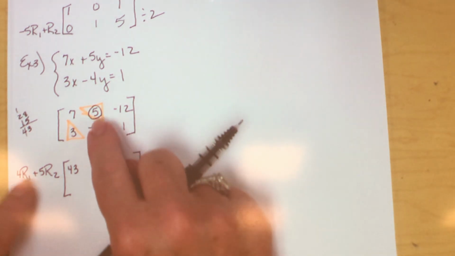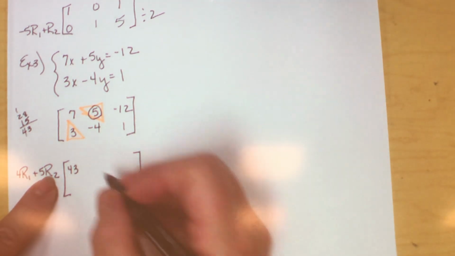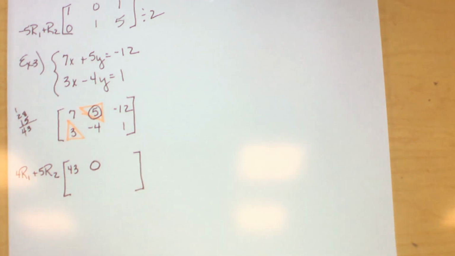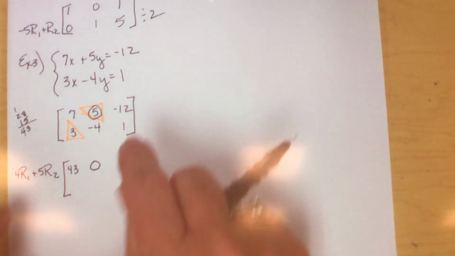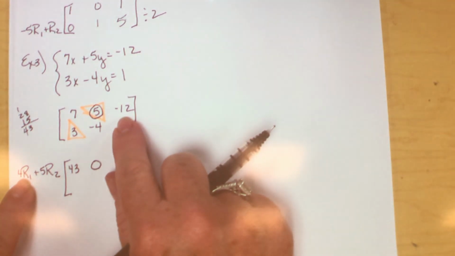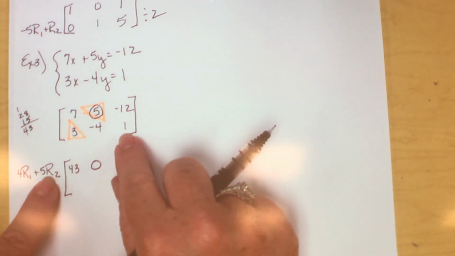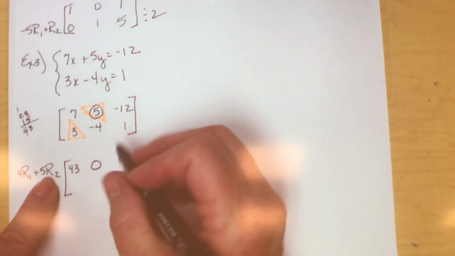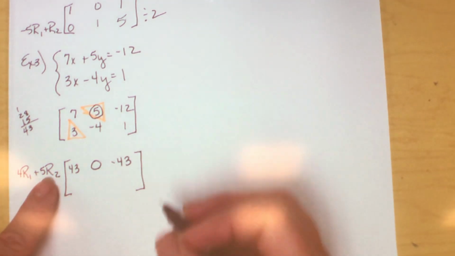Multiply. 20 and negative 20 make 0. Multiply. 36 and negative 48, plus 5 and 5. What's negative 48 and 5? Negative 43.